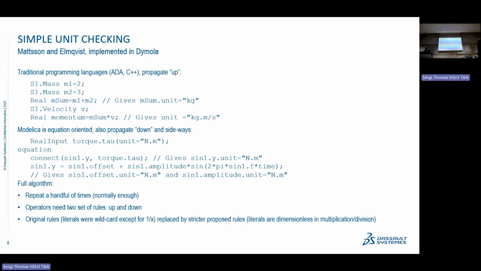And the full algorithm for this is you just do this for all equations and expressions a handful of times, based on the previous ones, and it's normally enough with a handful of times. You have 2 rules for all operators, one for going up and one for going down. And then the original rules were literals, were wildcards, except for 1 over x, where 1 was assumed to have unit 1. Now, as proposed in multiplication and division, we have those stricter rules.